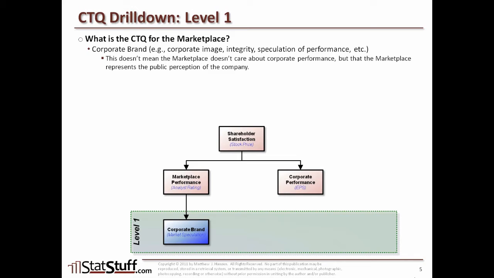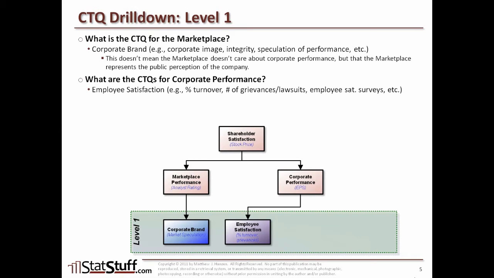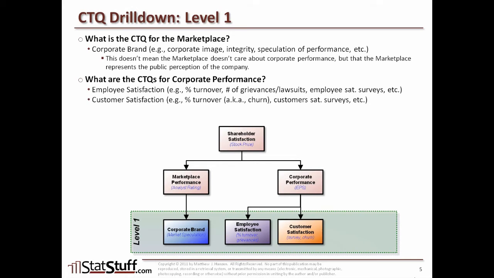So let's dig into the corporate performance side. What are the CTQs for that? Well, we can say there are 3 different ones. First one might be employee satisfaction. Again, how satisfied are the employees in the corporation itself, which could be measured by percent of turnover, or maybe by grievances or lawsuits by the employees, or maybe there are surveys that are given for employee satisfaction, those kinds of things. Another CTQ could be customer satisfaction.